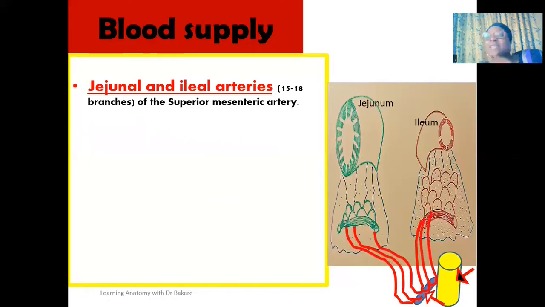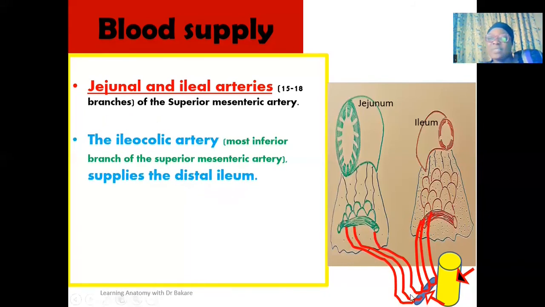And that is how they are driven towards the jejunum and the ileum to supply it with oxygen and nutrients. We also have the emergence of the ileocolic artery. The ileocolic artery is the most inferior branch of the superior mesenteric artery, and where this artery supplies is the distal region of the ileum. So the distal portion of the ileum is where the ileocolic artery supplies.